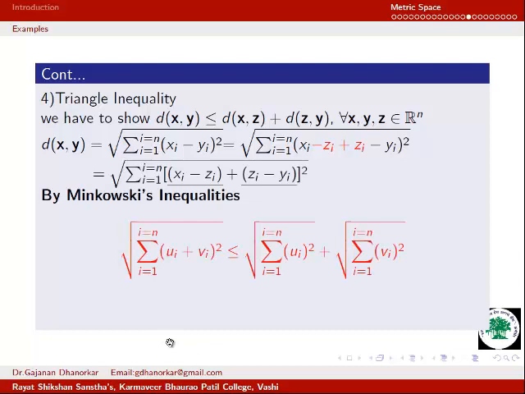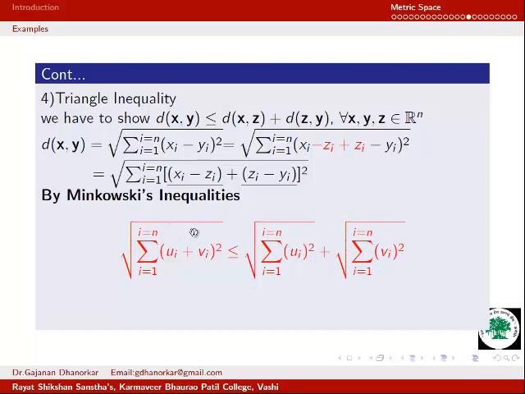Now after this we should know Minkowski's inequality, and using Minkowski's inequality we can prove this. Again, we will go through a detailed proof of Minkowski's inequality after some time, but for now we will hold this and remember it. And this is our Minkowski's inequality. Minkowski's inequality states that the square root of summation over (ui plus vi) whole square is less than or equal to the square root of summation of ui square plus the square root of summation over vi square. This is for n-tuple numbers, i equal to 1 to n.